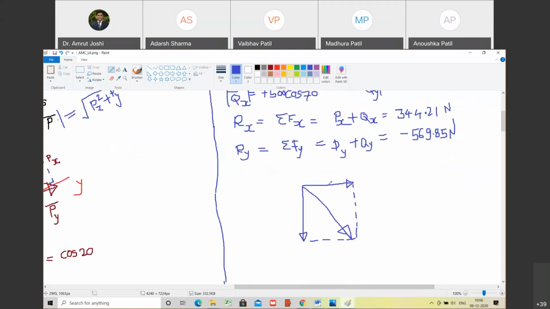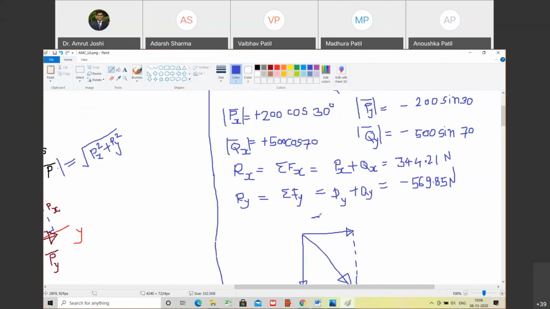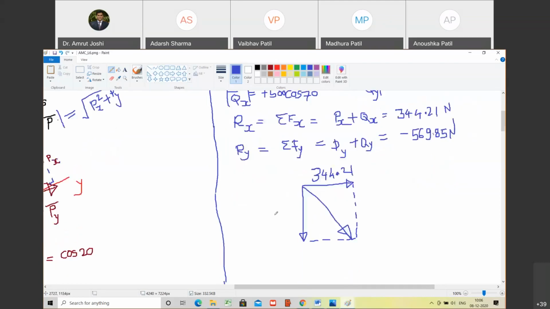हाँ. So ये component कितना है बताओ मुझे. This component is 344.21. And how much is this component? 569.85. अब अगर मैंने इसको negative लिख दिया तो इसका मतलब होगा downward, negative मतलब upward. Negation of negation is assertion. Are you with me? So now once you have taken care of the quadrant by using this sign, forget about the sign. Sign मत लिखो यहाँ पे. 569.85. Are you with me? Yes sir.